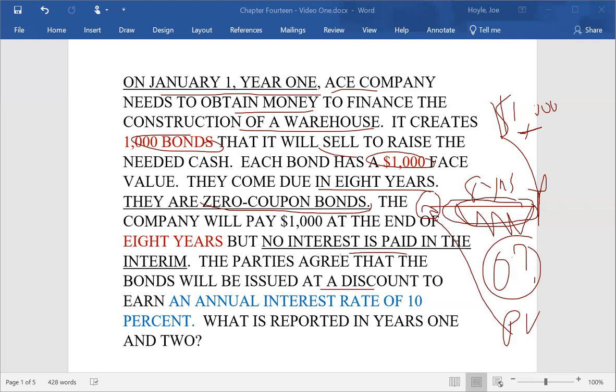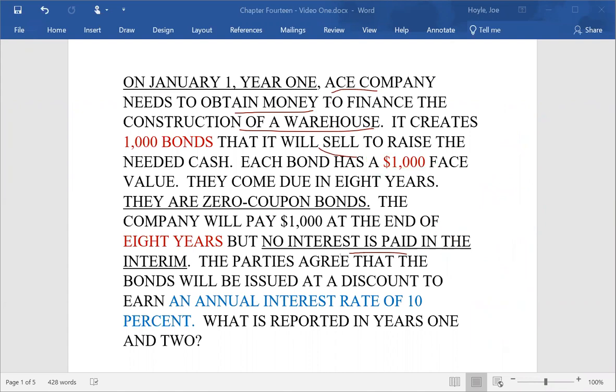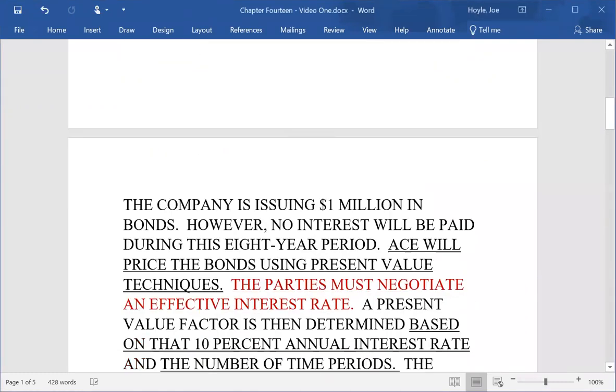They agree that it will sell at a discount, and they have negotiated apparently an annual interest rate of 10%. So what they really want to earn in this period, even though there's no interest being paid, what they've negotiated, what they've agreed upon, is that the bond will earn a 10% annual interest rate. Now, that will require us to make a mathematical computation to remove the interest and determine what that bond is worth. So let's see if we can work that problem.